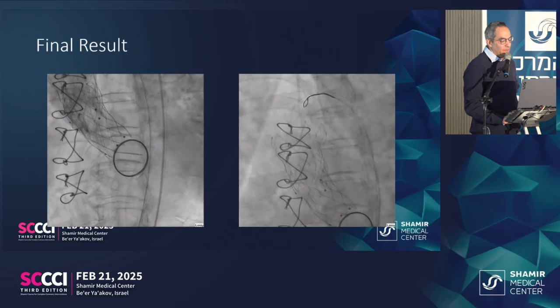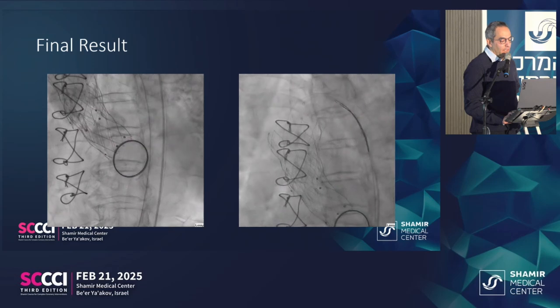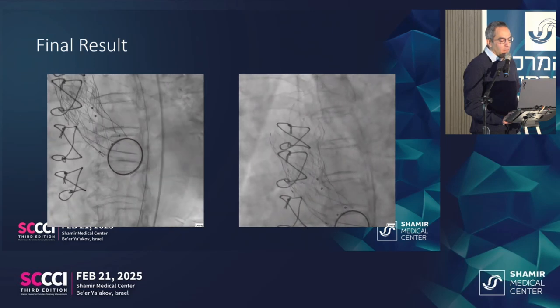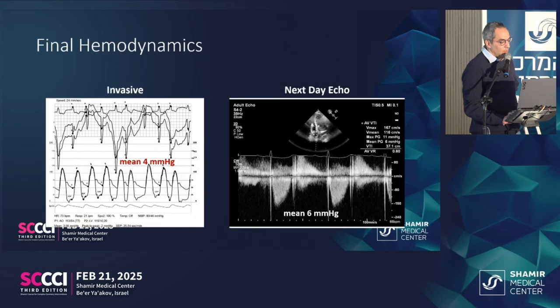This is the final result. The valve is working well. Coronaries are wide open. No leak. Here you can see the releasing of the snare. Lior, you're asking about final hemodynamics. You can see invasive at the end of the procedure 4 millimeters, next morning 6 millimeters. So we have good hemodynamics for a 69-year-old patient.